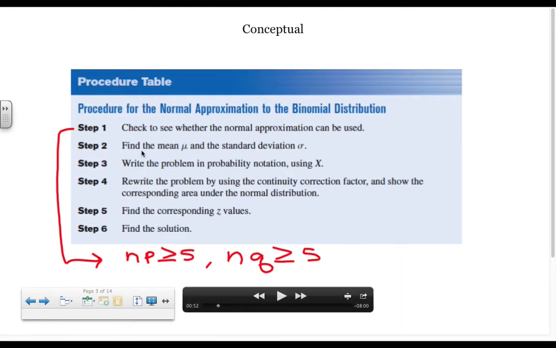The second step is to find the mean and the standard deviation. Fairly simple, n times p, and then the square root of npq. Then you will write the problem using probability notation, okay? So the probability that x is greater than or equal to something, or greater than, or less than, okay? Step 4 is to rewrite the problem using the continuity correction factor. That chart we just looked at is the correction factor, so then we'll rewrite it. Step 5 is to find the z-values, just like we were doing in sections 1, 2, and 3, okay? Finding z-values. And then step 6 is to find the solution. So pretty basic. It is kind of time-consuming, though.